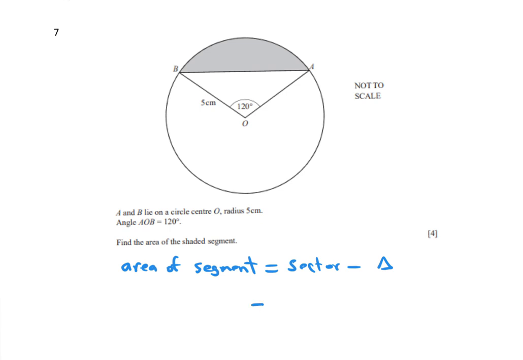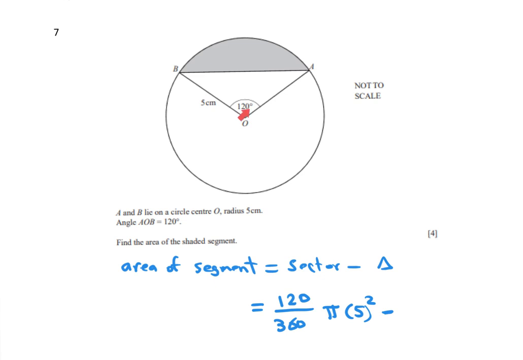Area of sector, we have a formula for the area of a sector. The angle, which is 120 over 360 times pi r squared, 5 squared. This is the area of the sector. Minus the area of the triangle.